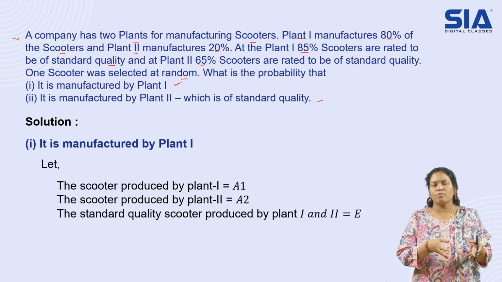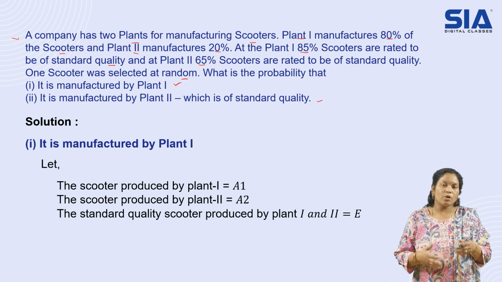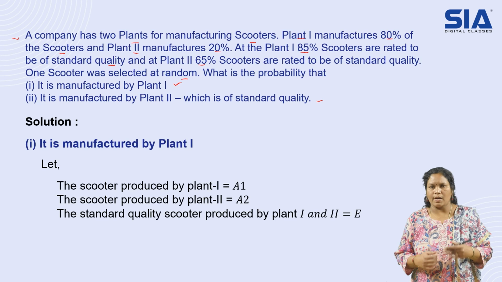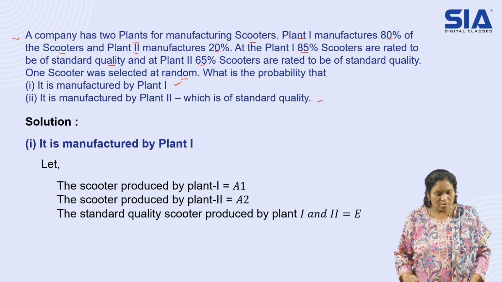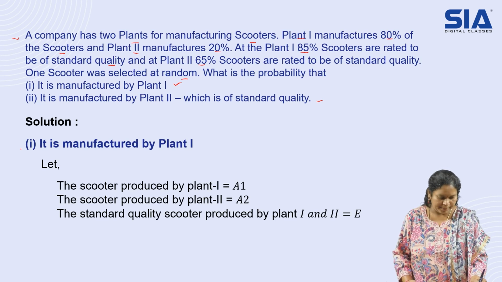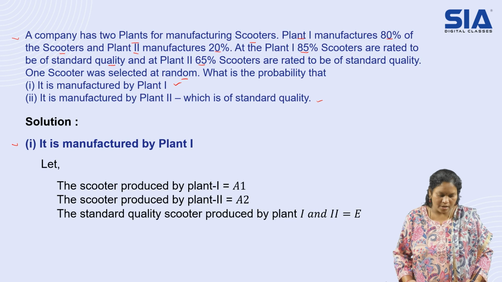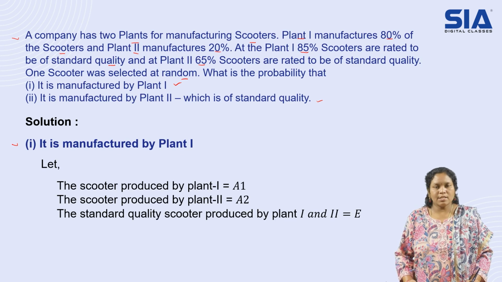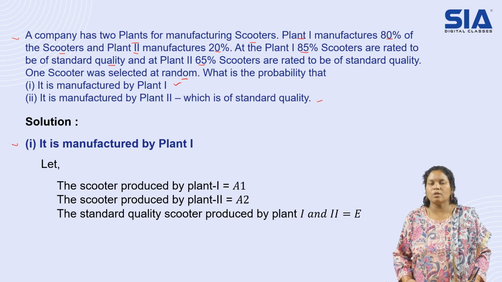If it is from plant 1, what will you get? If it is from plant 2, what will you get? And which is of good standard quality. So let us check it out for plant 1. If you consider it is manufactured by plant 1, what are the situations? How does the probability go on in Bayes theorem? Let us check it out.